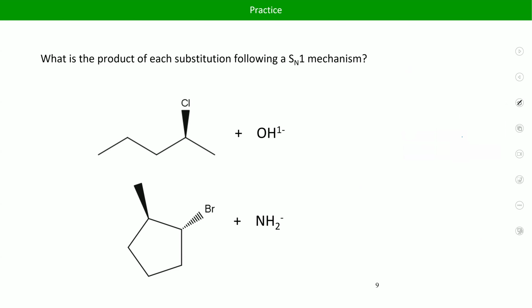It goes through SN1, so more steps. It can be helpful also to show what the intermediate looks like. You wouldn't need it to get full credit for this question. If it just says, what's the product? You don't need to show the arrows. But your first step is the leaving group leaves for SN1.